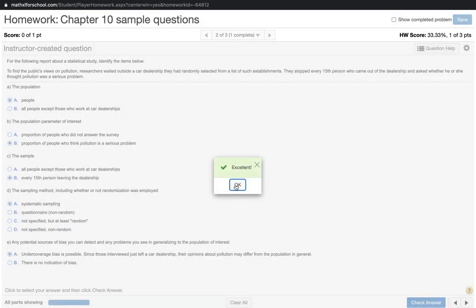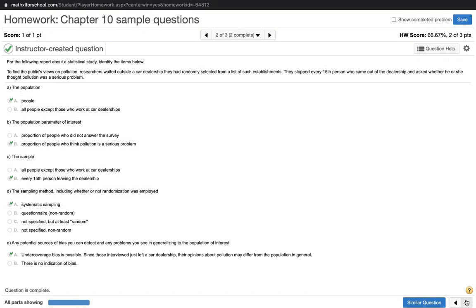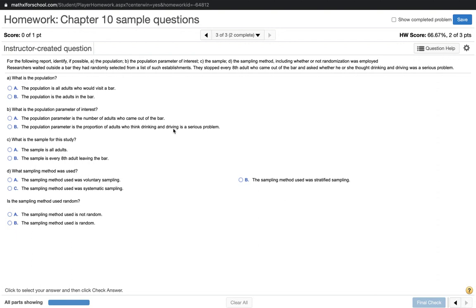So that is it for the second sample question. Last sample question for chapter 10. Researchers waited outside a bar they had randomly selected from a list of such establishments. They stopped every 8th adult who came out of the bar and asked whether he or she thought drinking and driving was a serious problem. This is kind of the same thing that we did in the last sample question. So the population here is either all adults who would visit a bar, or the adults in the bar. Okay, this one's kind of tricky.